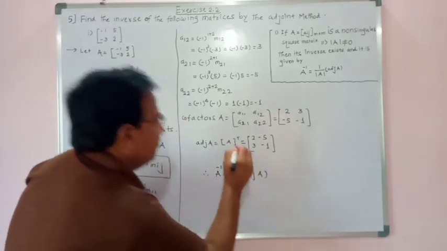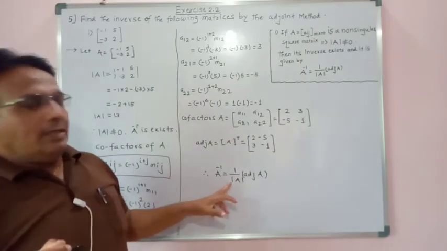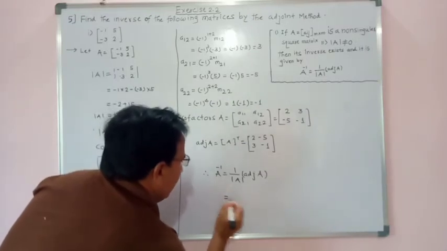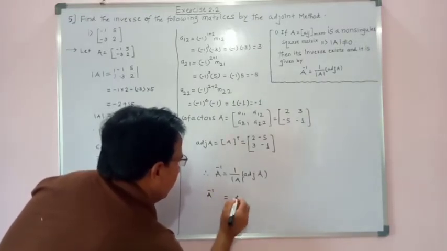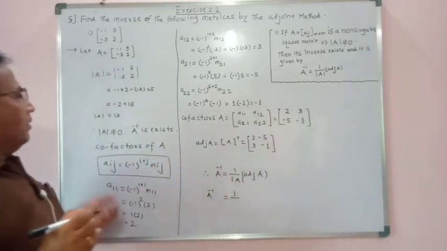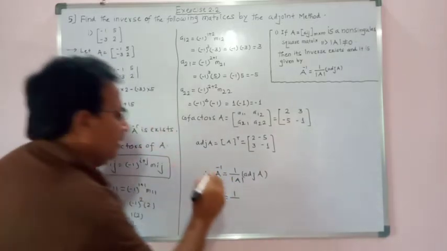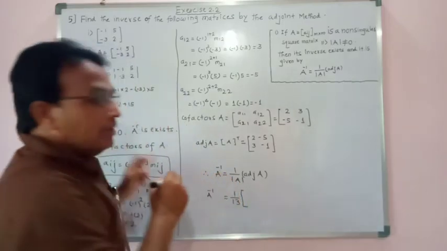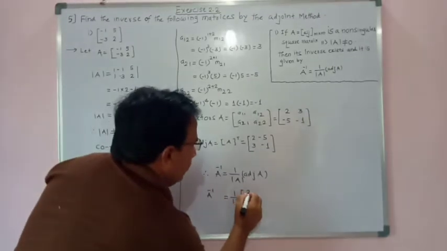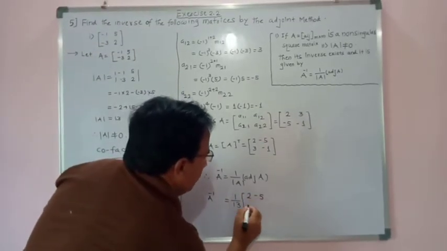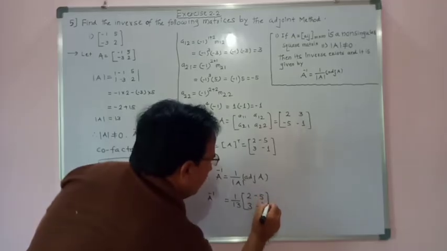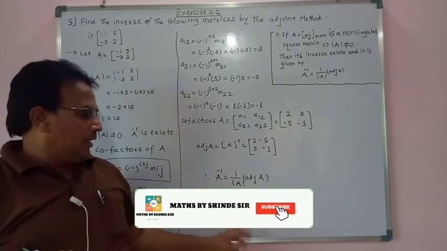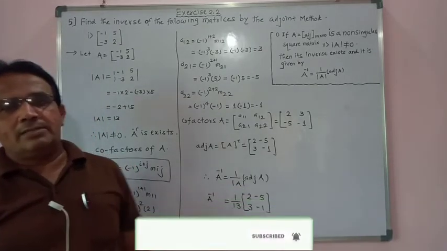We use the formula A inverse equals 1 by determinant A into adjoint A. Therefore, A inverse equals 1 by determinant A. The value of determinant A is 13. So 1 by 13 into adjoint A. The value of adjoint A is [2, -5; 3, -1]. This is the final answer: A inverse equals 1 by 13 into [2, -5; 3, -1].